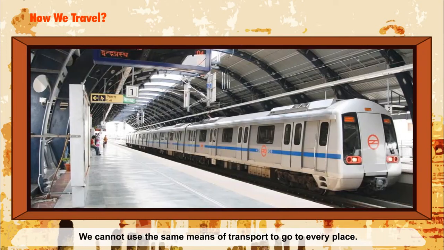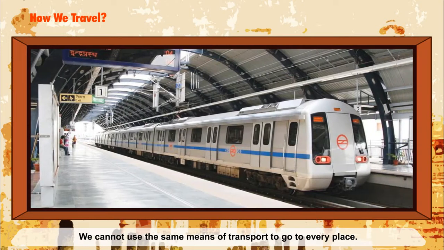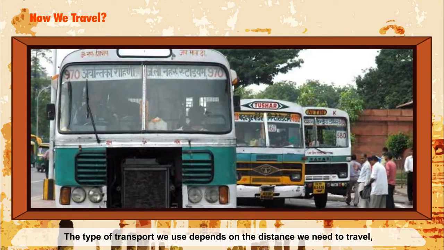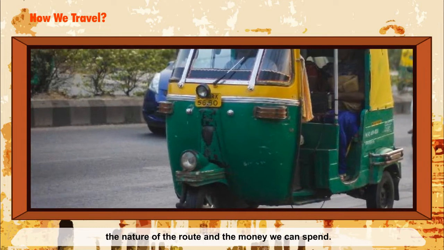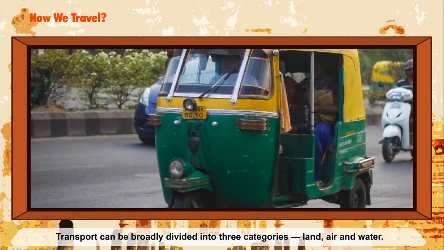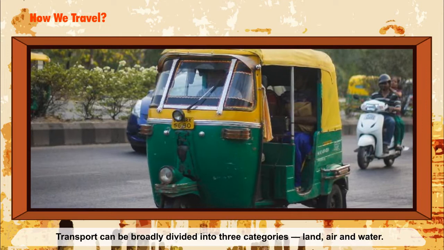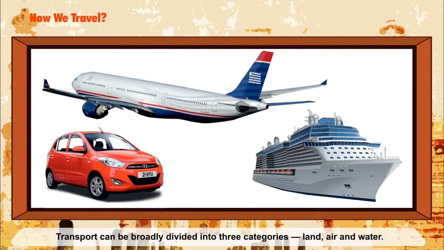We cannot use the same means of transport to go to every place. The type of transport we use depends on the distance we need to travel, the nature of the route and the money we can spend. Transport can be broadly divided into three categories: land, air and water.